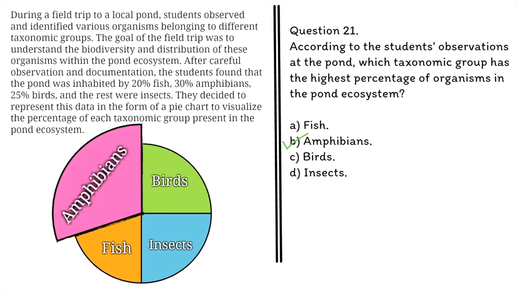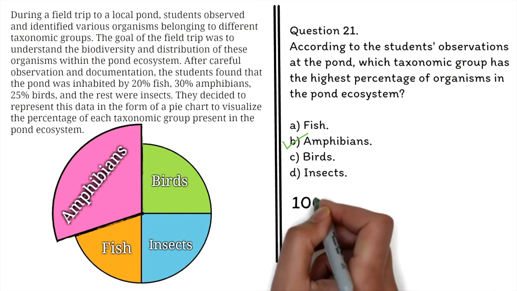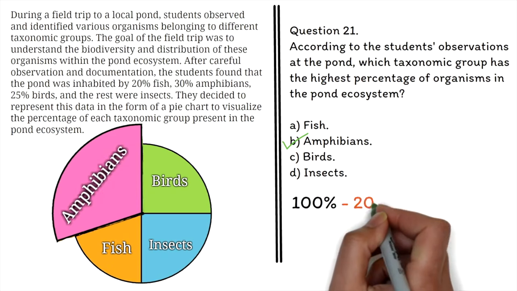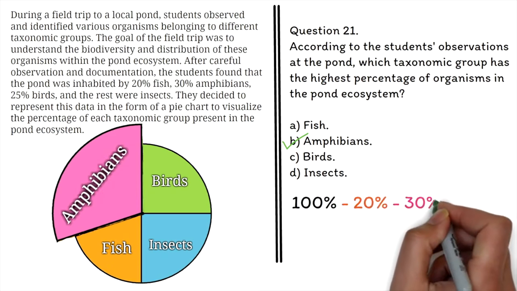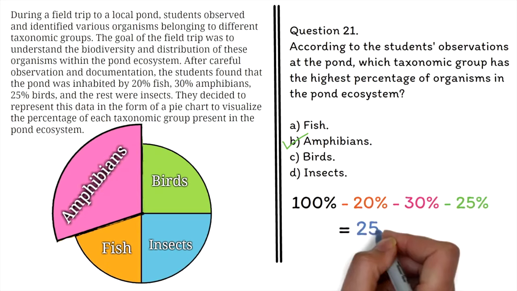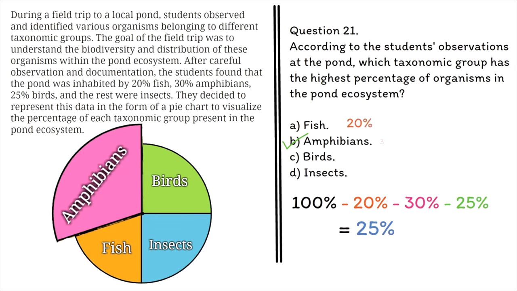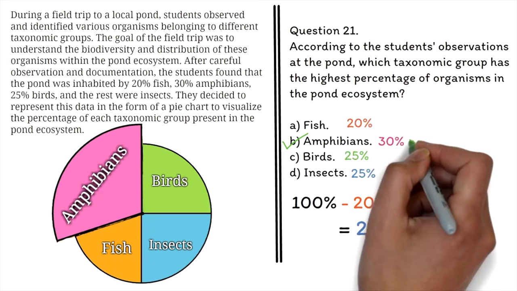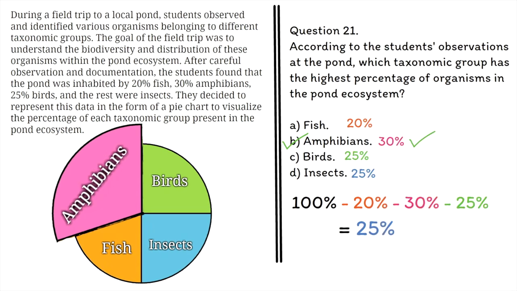Eyeballing is always your first option. Eyeballing might not work for values that are very close. Calculation is your second option. To answer this question, you need to know the percentage of organisms that are insects, since that was not given in the passage. A full pie chart represents 100%. To get the percentage that are insects, we will subtract 100 minus the percentage of fish, which is 20, minus the percentage of amphibians, which is 30, minus the percentage of birds, which is 25. This will give us 25% as the percentage of insects. Now that we have all the percentages, we can see that the amphibians, which is 30%, is the highest.